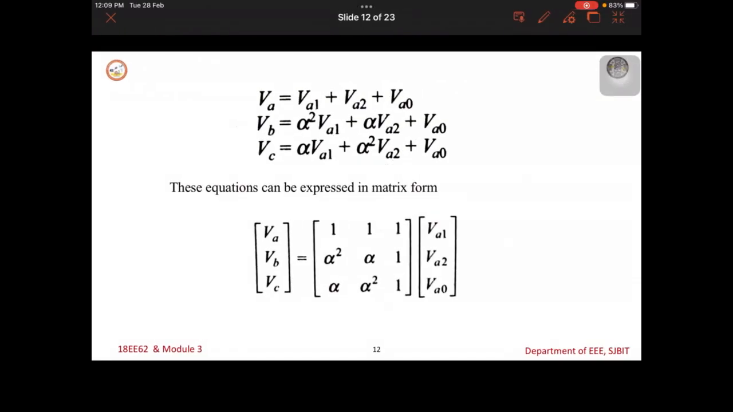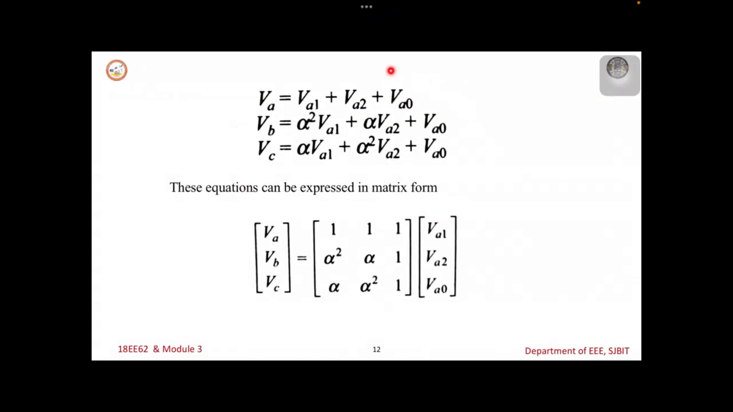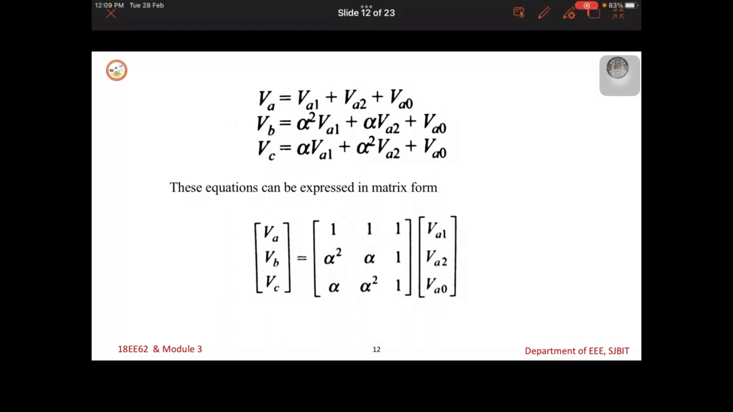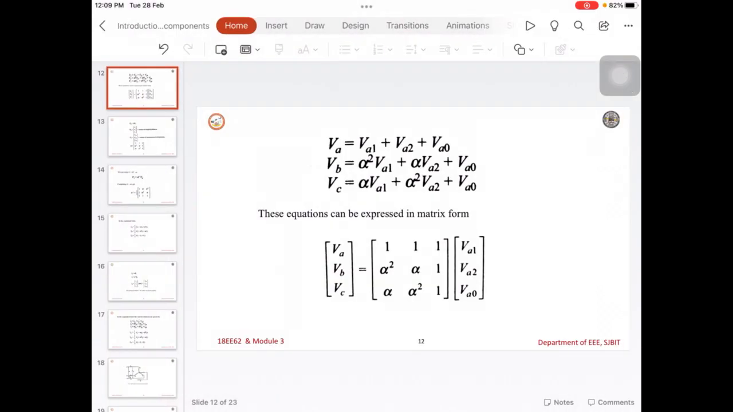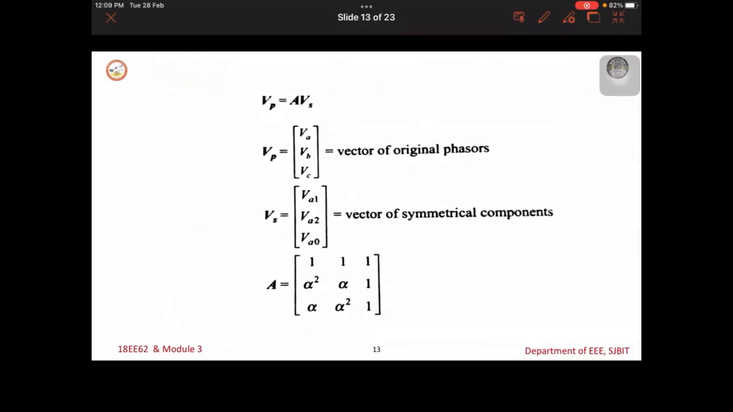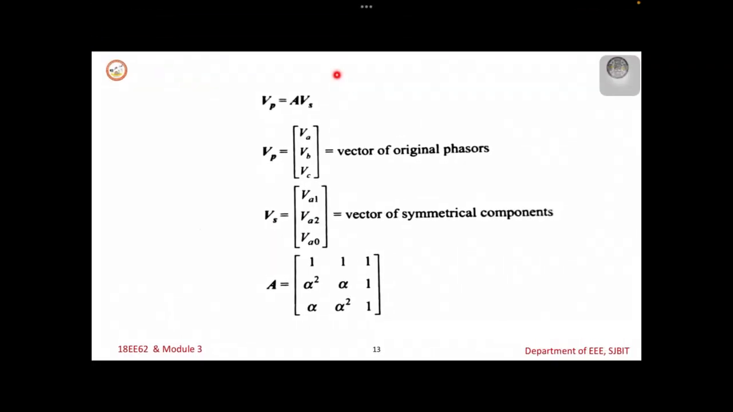Similarly, one can write the equations in matrix form. Here the left-hand side is VA, VB, VC, and the constant terms with respect to the operator alpha, or A, you can write like this. This is the expression for unbalanced voltages in terms of symmetrical components.